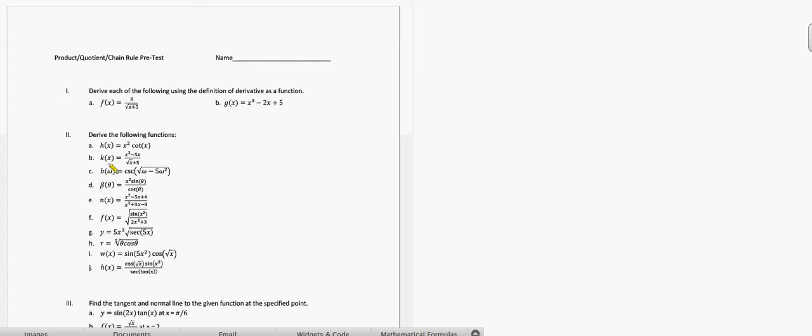Letter B. We've got x squared minus 5x over square root x plus 5. Okay. And on the bottom here, only x is in that square root. That's a plus 5 outside the square root. So this is a big quotient. We've got to do the awesome quotient rule.